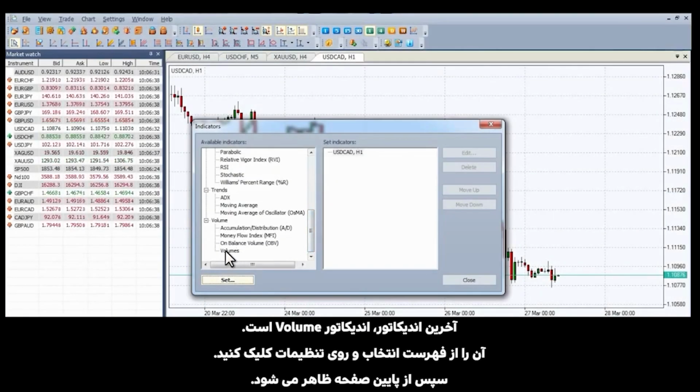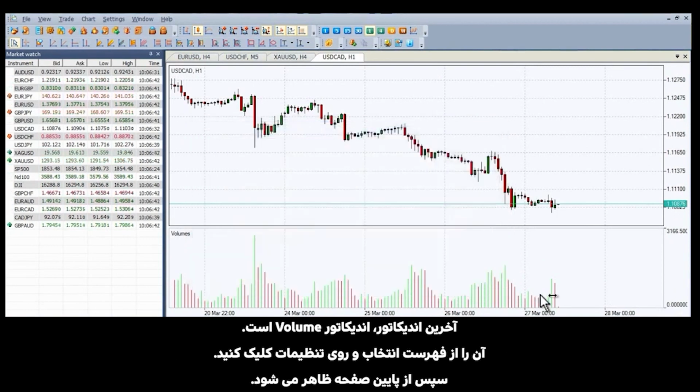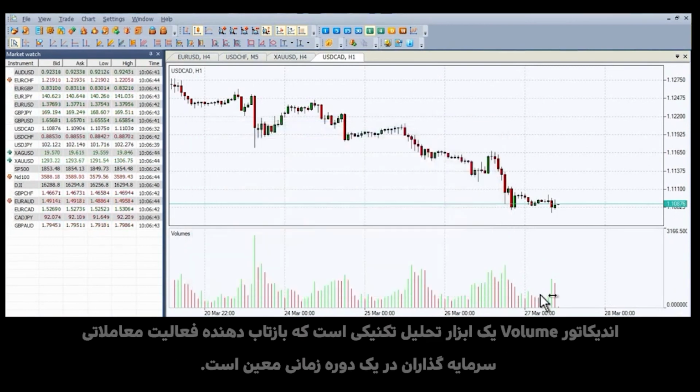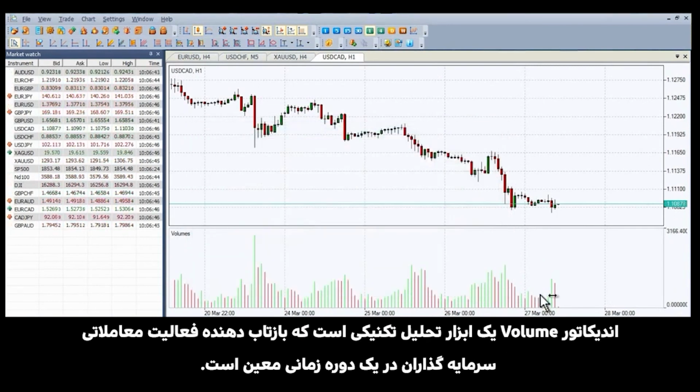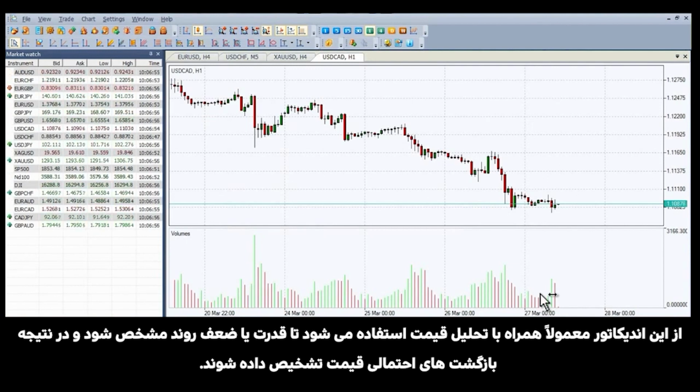Last on our list is volumes. Click Set, OK, and there it appears. Volume is a technical analysis tool which reflects the trading activity of investors for a given time period. The indicator is generally used together with price analysis to confirm trend strength or highlight its weakness and therefore identify possible upcoming reversals.